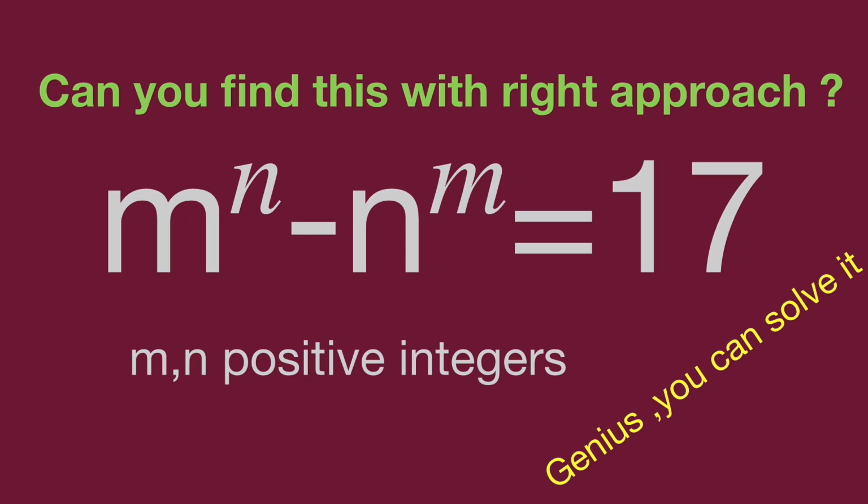This is a very famous question on YouTube. m to the power n minus n to the power m equals 17, and m and n are positive integers. Find m and n. In this video, we will share the math logic to find the values.